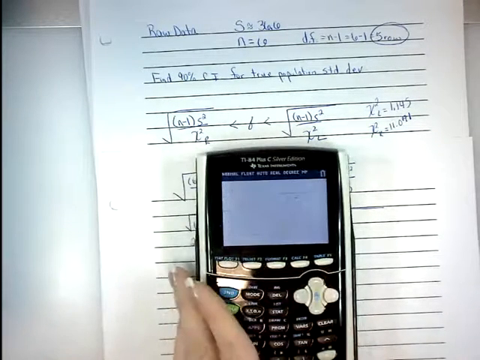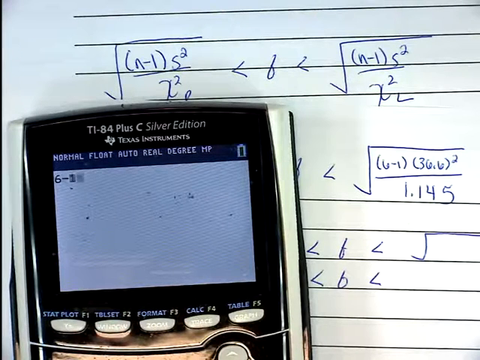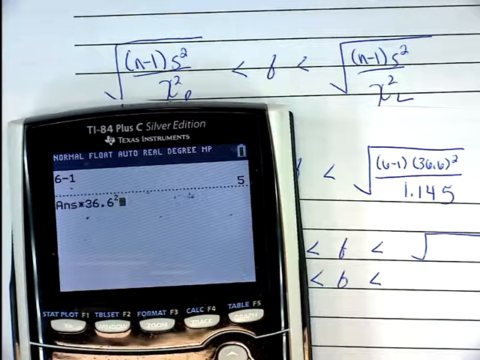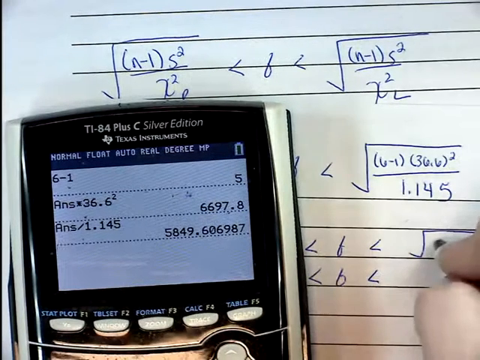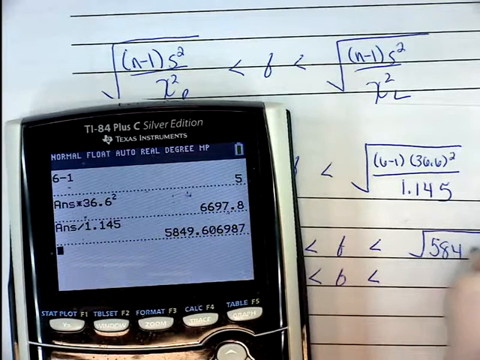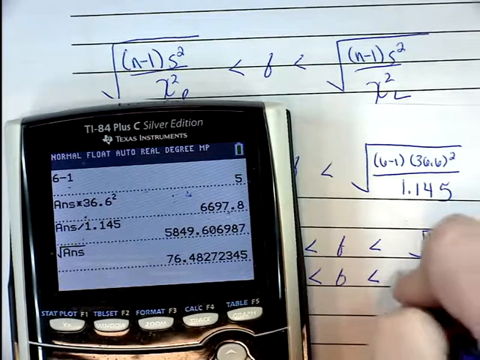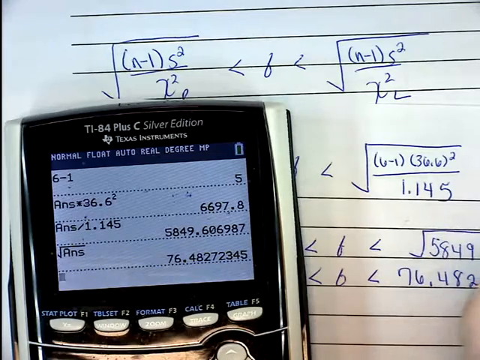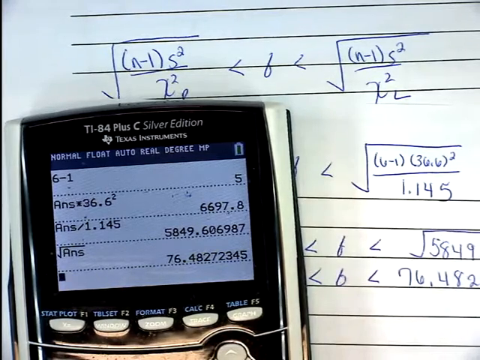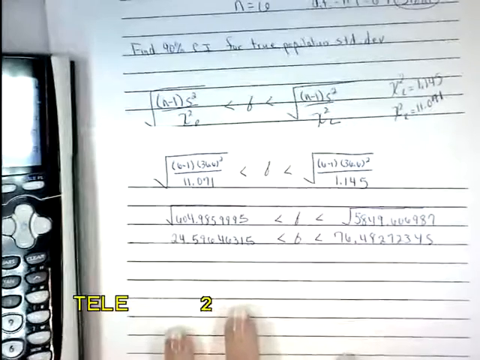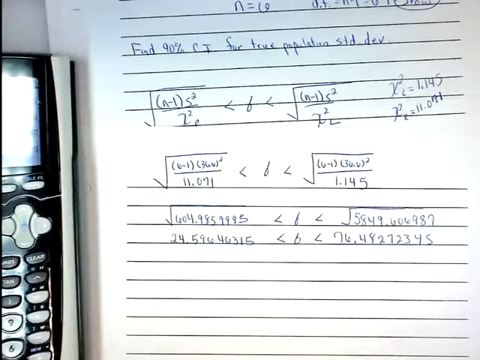Now, the upper number, that's going to be 6 minus 1 times 36.6 squared divided by chi-square from the left. And that number under the radical is 5849.606987. And then we take its square root. So the square root of second answer. And I'll write down that number, 76.48272345.